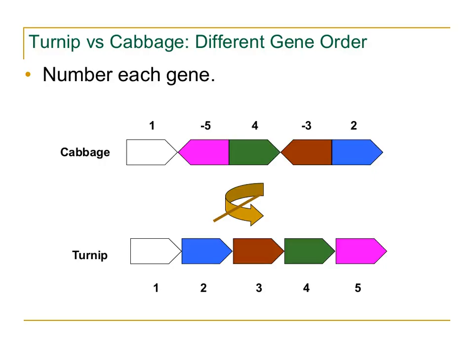Below, the turnip cluster displays those same 5 genes in their standard orientation: white for gene 1, blue for gene 2, brown for gene 3, green for gene 4, and magenta for gene 5, numbered 1 through 5. The curved arrow between the diagrams highlights how inversions have reshuffled both gene order and orientation between these two species. This example really underscores how even closely related plants can differ in their genomic layout.